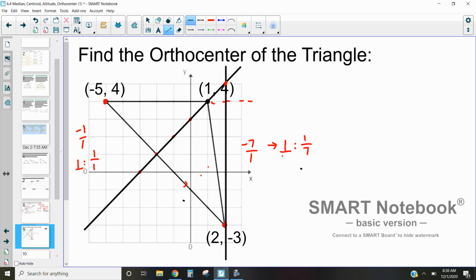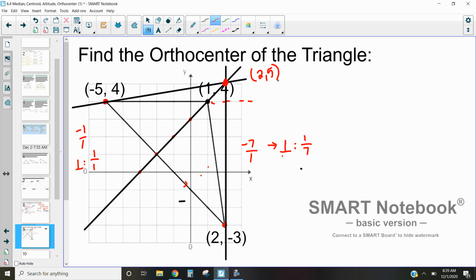Notice in common here, all of these lines went through that point. Let me adjust this line here. So then we have our lines here. And our orthocenter is going to be right here up at this point, where all three lines cross, which is the point 2, 5. Now remember that our orthocenter of our triangle does not always have to be inside. It can be inside the triangle, on the triangle, or outside. But that's how we're going to do it.